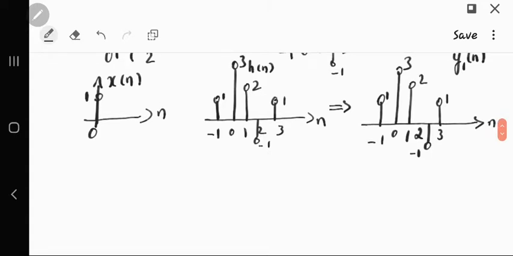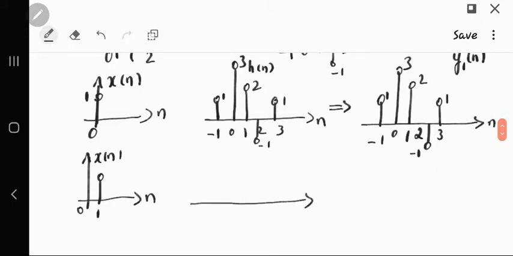Now, I will take the next sample of x of n, which is at time index 1. Since it is one place to the right of the origin, this h of n should be right shifted one time, and then it will be multiplied with the sample that is present in x of n. So now we are going to shift this. The h of n will be time shifted. Since it is shifted once, the signal starts from 0, 1, 2, 3, 4. One time I have shifted towards the right.